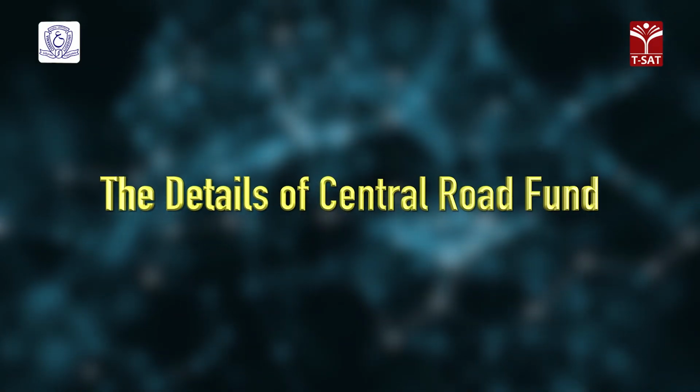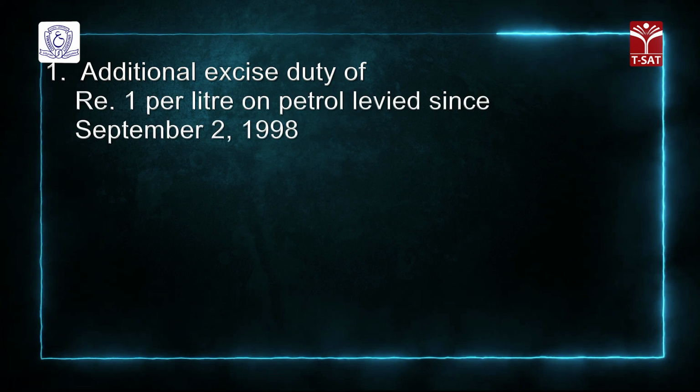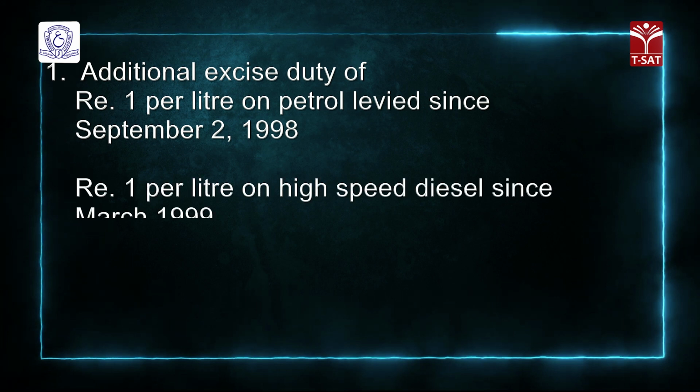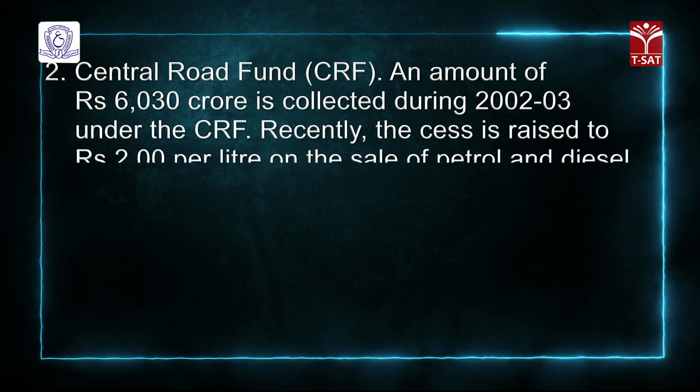A key innovation in recent years was the creation of a major new source of funding for national, state and rural roads, and that is the Central Road Fund, created under the Central Road Fund Act 2000. This was a major milestone in obtaining user charges to fund road construction. Now I will mention the details of the Central Road Fund. The first one is an additional excise duty of rupees 1 per litre on petrol imposed since September 2nd, 1998 and rupees 1 per litre on high speed diesel since March 1999. To the Central Road Fund, an amount of rupees 6,030 crore was collected during 2002-03 under the CRF.